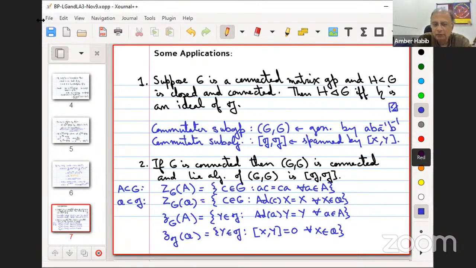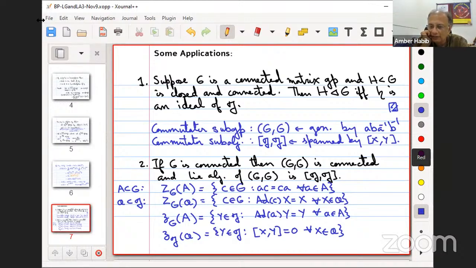There's a commutator subgroup and the commutator subalgebra, and the result is the expected one: if G is connected, the commutator subgroup is connected, and moreover, its Lie algebra is the commutator subalgebra of the full Lie algebra. Okay, so that's one relationship.